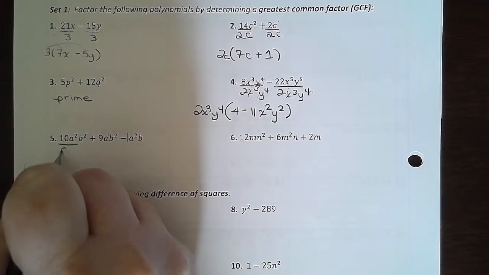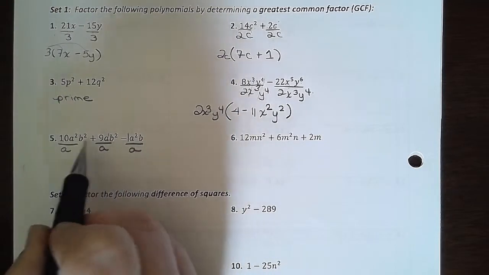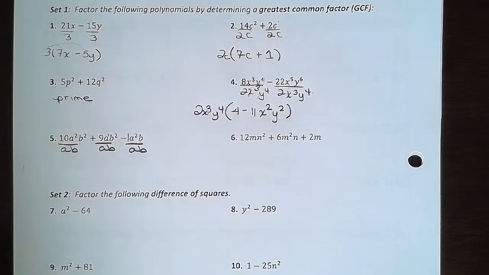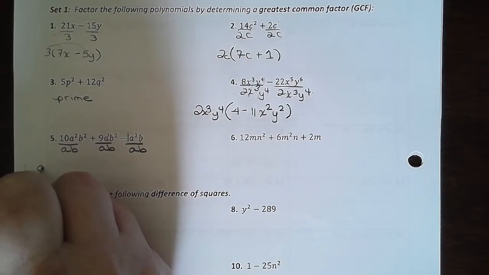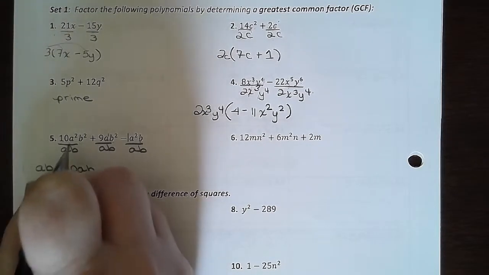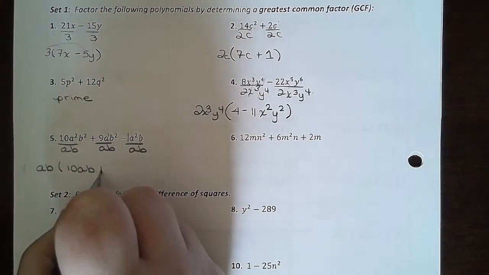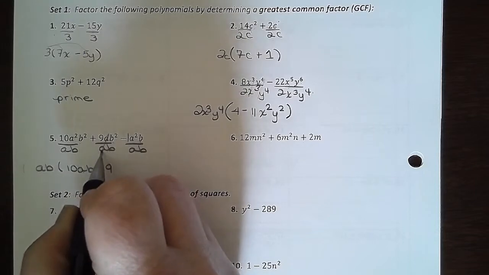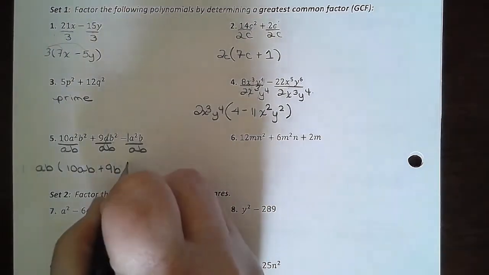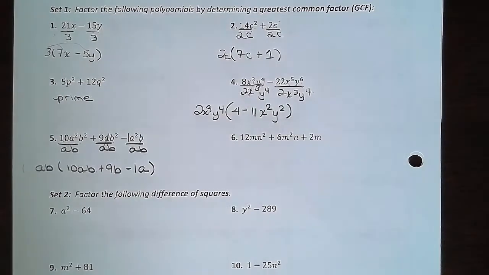So I'm going to divide everything by A. And then I'm also going to look at the B's, and the lowest exponent is 1. So I'm dividing everything by AB. So I have AB on the outside, and I get 10AB, A to the 2 minus 1 is 1, B to the 2 minus 1 is 1, plus 9. My A's go away, B to the 2 minus 1 is just B to the 1, minus 1A. Okay, and there we go.